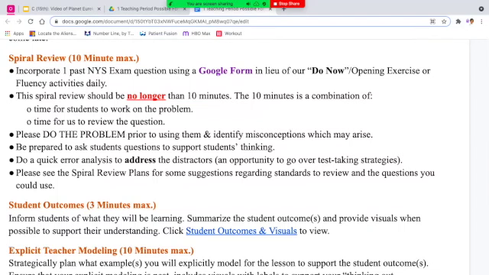Also, you want to ensure that your Spiral Review should be no longer than 10 minutes. Remember, we're saying no longer than 10 minutes because this is one teaching period. The 10 minutes should be a combination of time for students to work on the problem and time for us to review the problem. So you can allow students approximately 3 minutes to work on the problem and submit their answer, and then the remaining 7 minutes you can review.